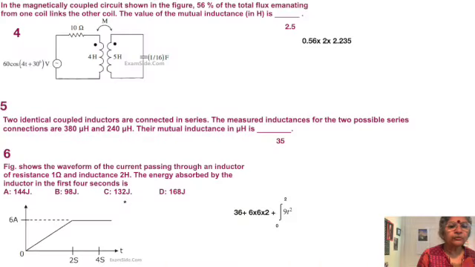Okay, so moving on to reading of the problem, it shows the waveform of the current passing through an inductor of resistance. So now the inductor is not an ideal one. It's a practical one with 1 ohm resistance and 2 Henry inductance. Okay, the energy absorbed. Energy is asked, so remember the time is going to be of importance. Okay, in the first 4 seconds.